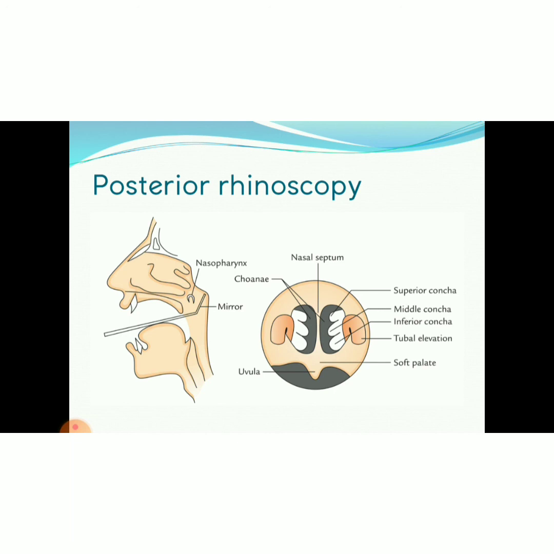So you can see which structures you can visualize through posterior rhinoscopy. You can see any abnormality in the choanae, so you can see the posterior nasal aperture. You can see the turbinates. You can see if there is any abnormality in the turbinates.